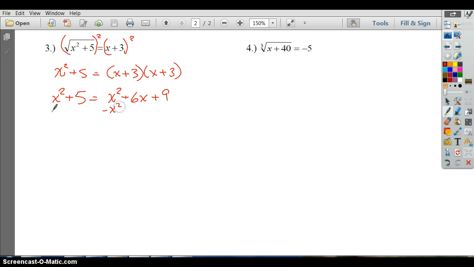So, what's kind of nice about this is the x squareds cancel out. I'm going to subtract 5 from this side. So I get 6x plus 4. Well, I don't really have a factor here.